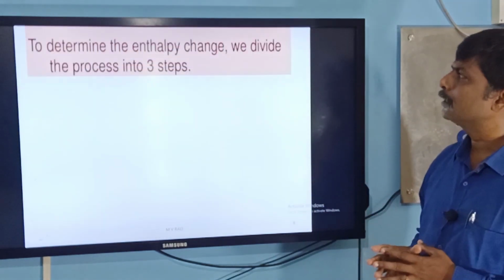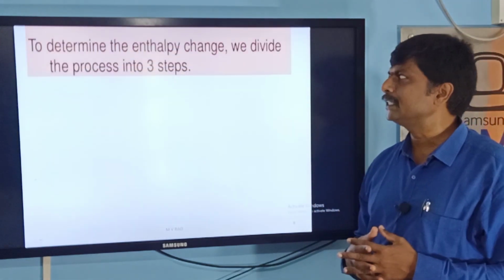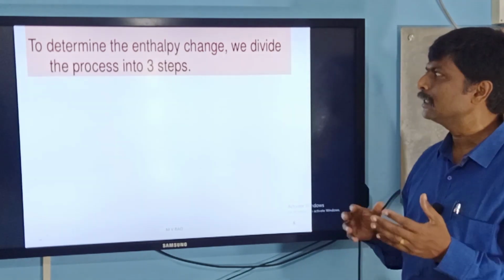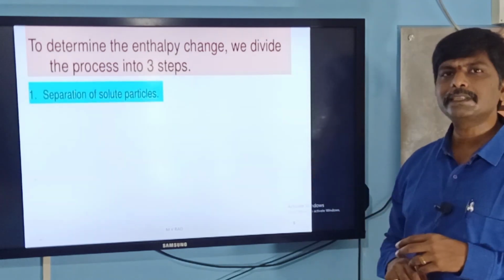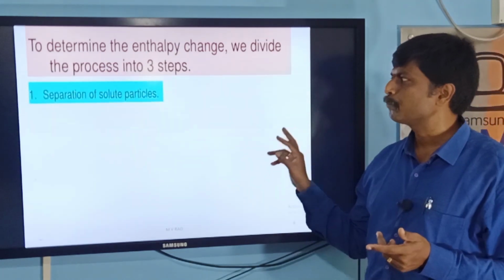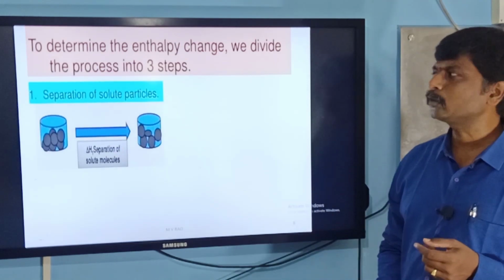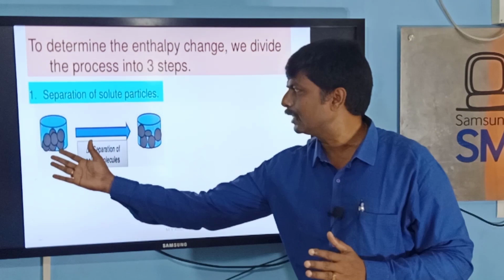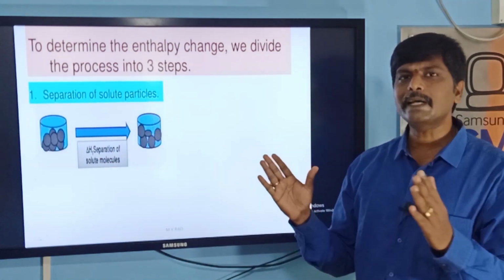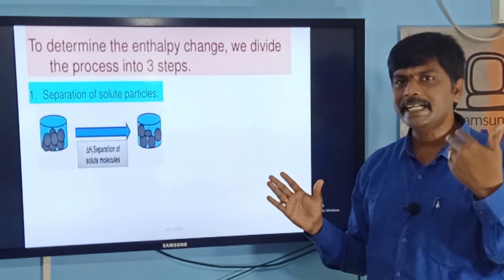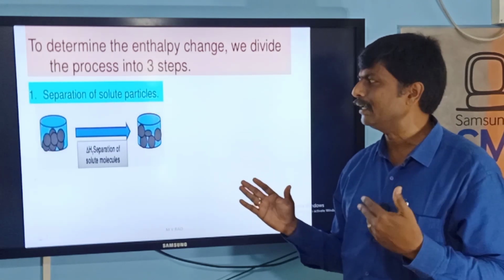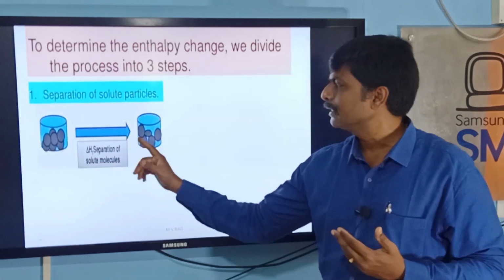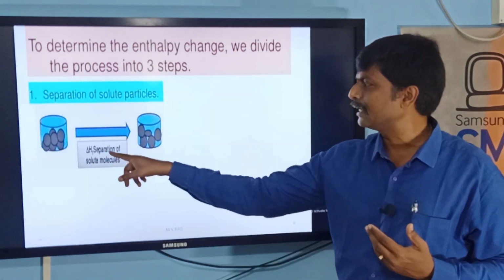To determine the enthalpy change during formation of a solution, there are 3 steps. First is separation of solute particles. Solute particles are joined together, and you have to separate them. For this separation, energy is required. That energy we call delta H1.